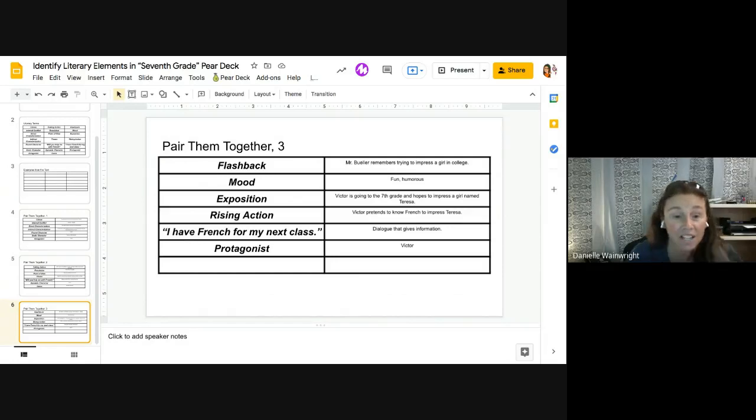Okay, rising action, that's where the conflict comes in. Victor pretends to know French to impress Teresa. That's the conflict. And then finally, the protagonist, which is the good guy, the person we're rooting for, is also Victor, even though he's also the antagonist. Sometimes that happens in life.